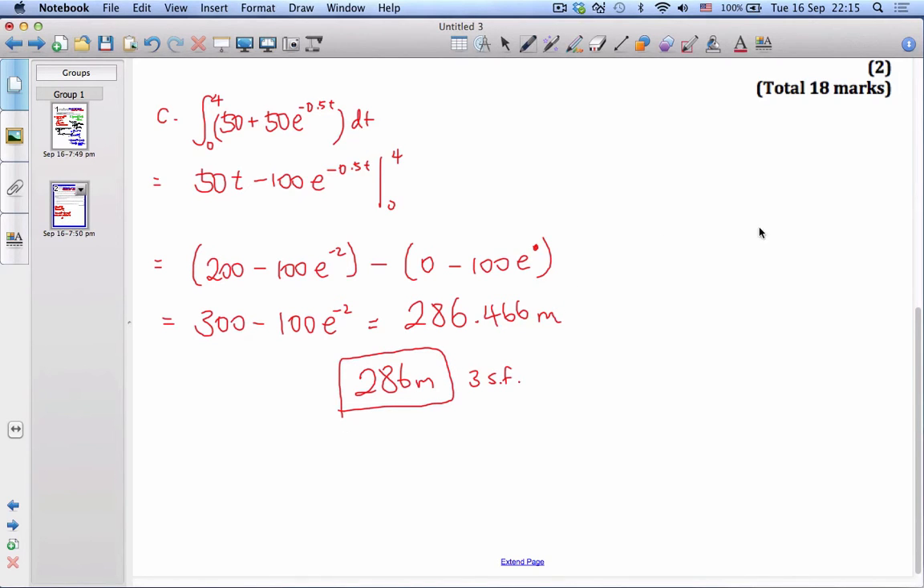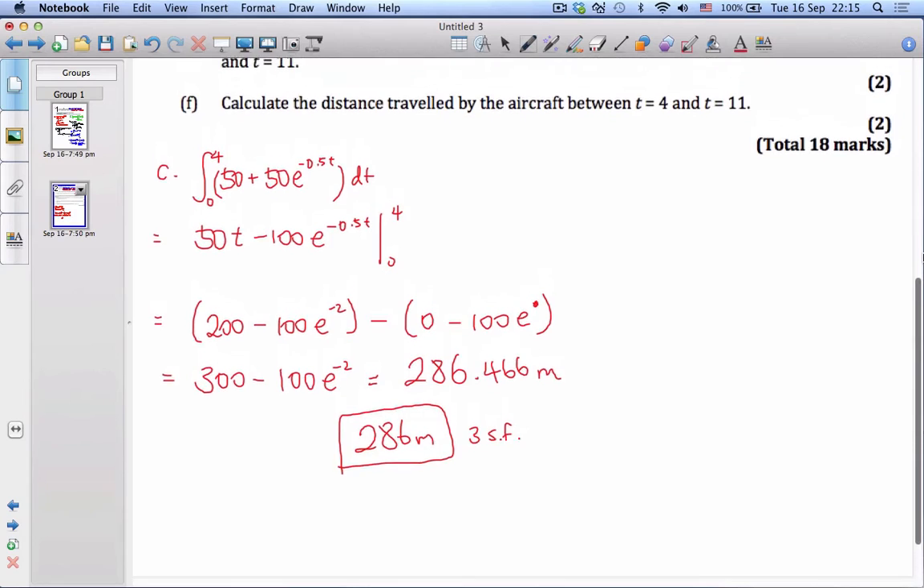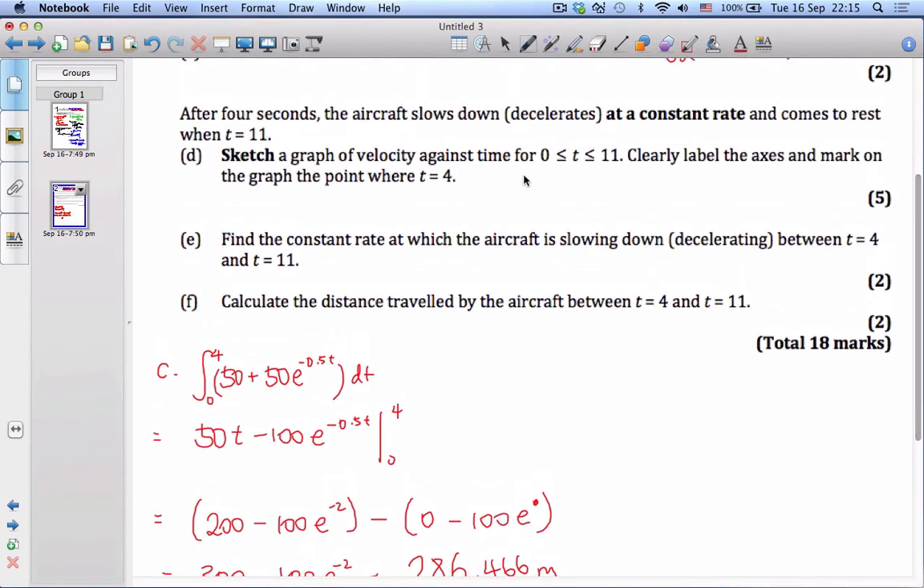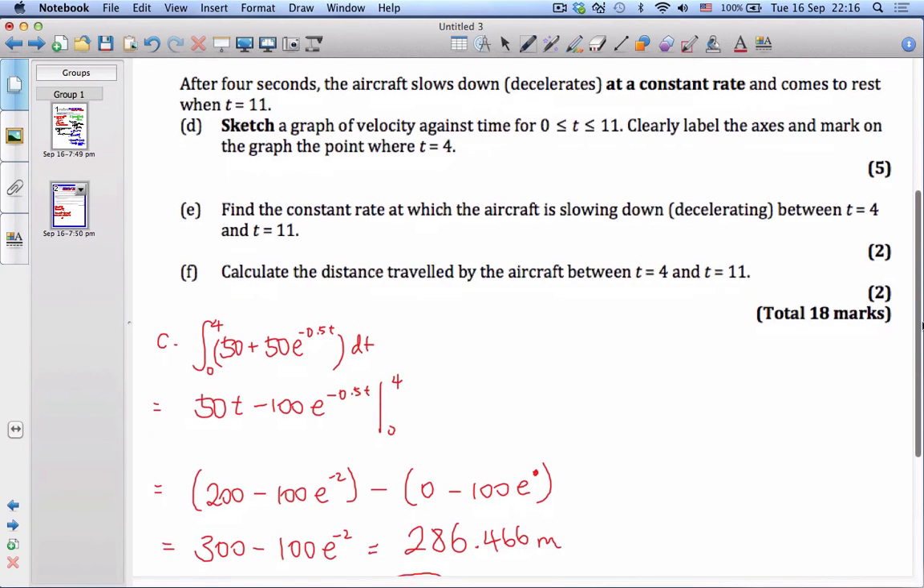Okay, what's next? D. Sketch the velocity against time. Well, hold on, what's going on? After 4 seconds, the aircraft slows down at a constant rate and comes to rest at t equals 11. Sketch the graph of velocity against time from 0 to 11. Clearly label the axes and mark on the graph the point where t is 4.